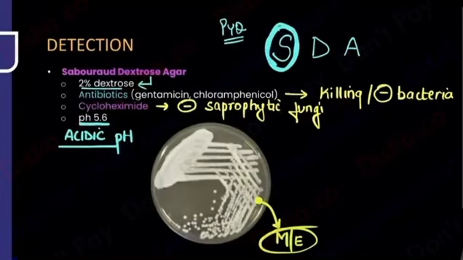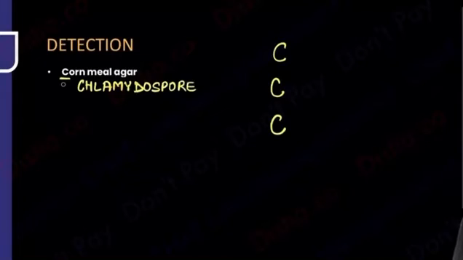But if I do a little bit of twists and turns, there is another culture media called the corn meal agar. And now I'm going to tell you the story of the 3 C's. So when we talk about corn meal agar, you know in which situation will you use it? When I want to grow chlamydospores. When I want to grow chlamydospores, that is exactly when I use corn meal agar.